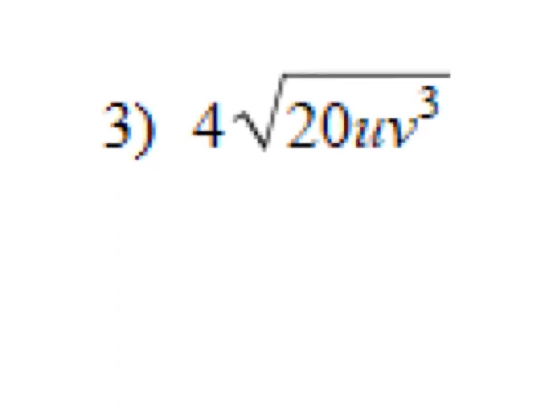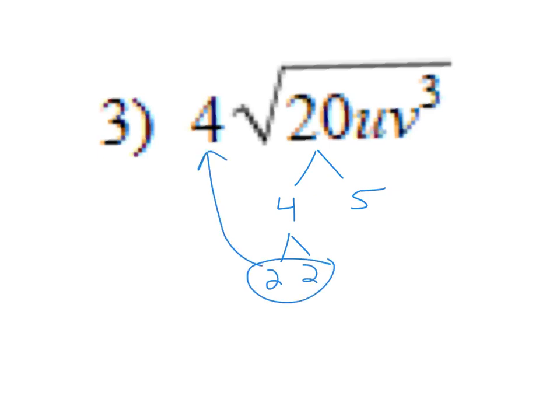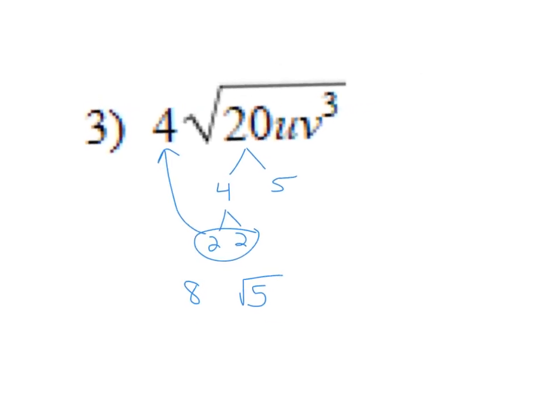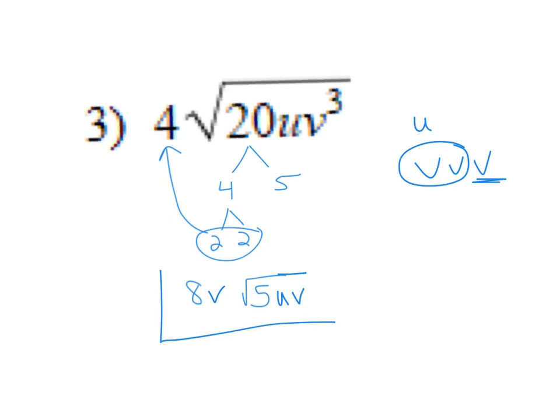Okay, so on number 3, now we're going to do the exact same thing, but they're also going to throw a variable in on us. Okay, so we're going to go ahead and break this down. And we're going to get like 4 times 5, 2 times 2. Again, 2's pair up and move out, so 4 times 2 is 8. The 5 is left on the inside. Okay, now variables, just like we learned in the last lesson, u doesn't have a pair, so it's going to stay here. V to the third, we've got 2 v's, so we have 1 set on the outside, and then this poor little guy gets left on the inside. So your answer will be 8v times radical of 5uv.